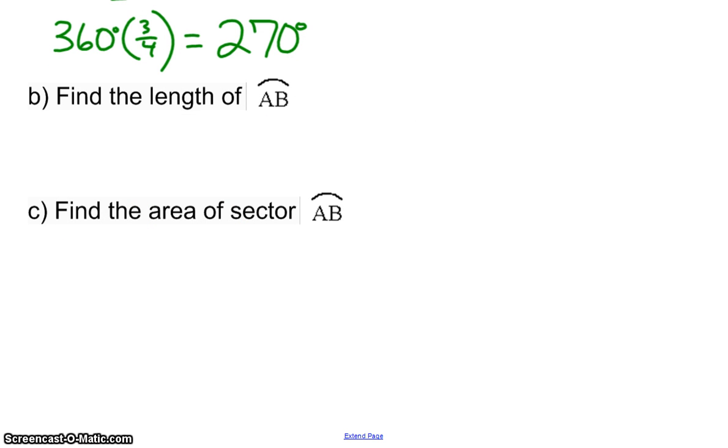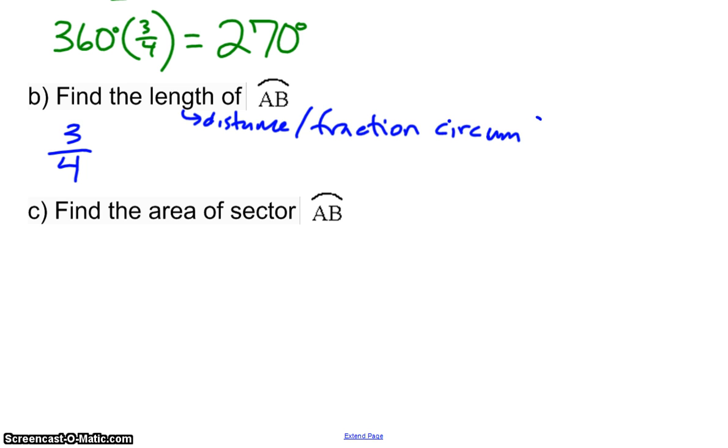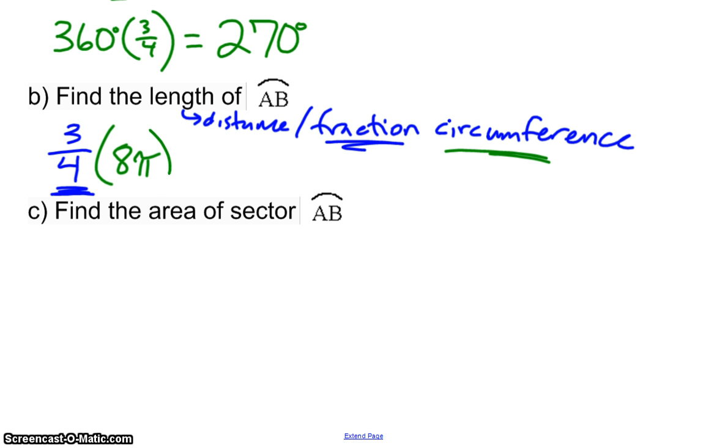With the length, we still want to know the fraction of the circle, so it's still 3/4 of the circle. But remember, for the length we're talking about the distance, so we're taking the fraction of the circle's circumference. So the fraction is the 3/4 part. Then we need to find the circumference of the circle, and if it has a radius of 4, then the circumference is 8 pi. So the length is 3/4 of 8 pi, which is 6 pi.